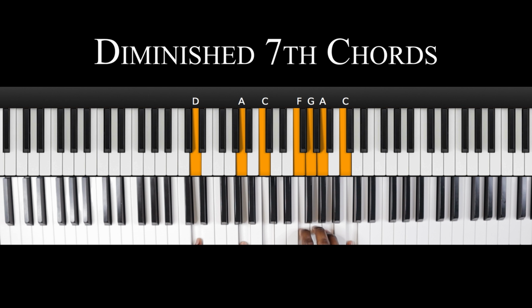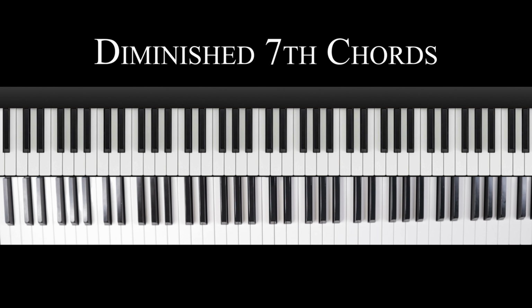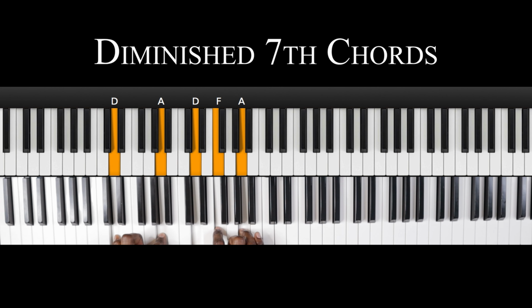Then back to the 6th. So diminished chords are usually used to go to minor chords. All right. So if you were looking at the scale of C, and speaking of diatonic movements, right?